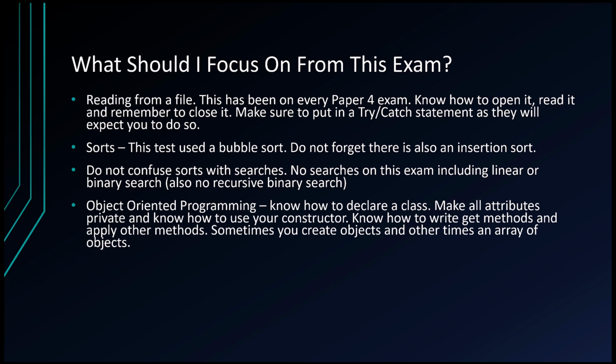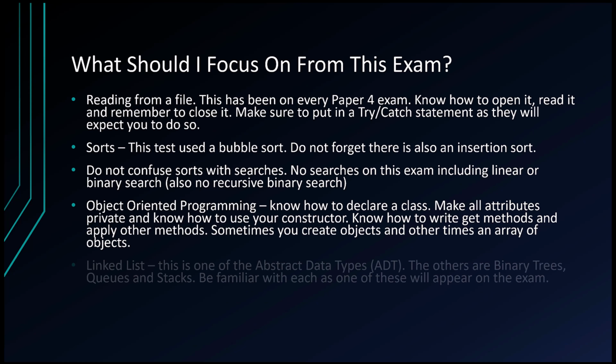For object-oriented programming, you need to know how to declare a class. Make sure you make all the attributes private. Know how to use your constructor. If it accepts parameters, how do you take those parameters and set them to the attributes? Know how to write your get methods, and know how to apply other methods, including those set methods, in case your constructor doesn't set values. Now, sometimes you create objects, just 1 or 2 of them. Other times, you're going to need to create an array of objects like we did today.